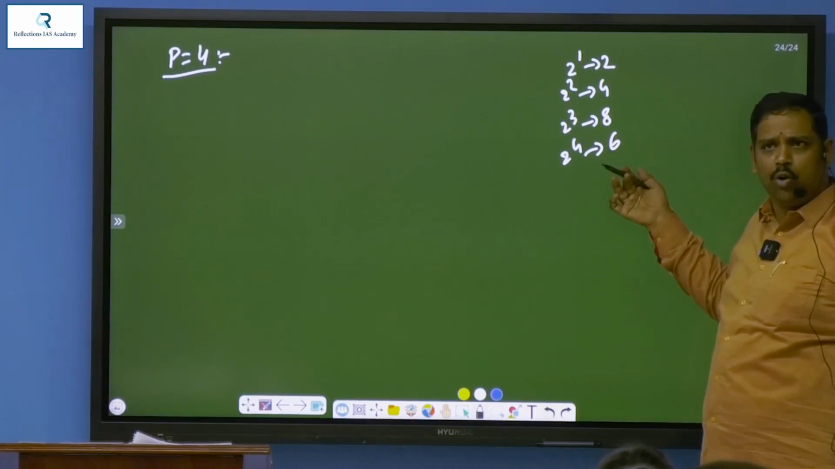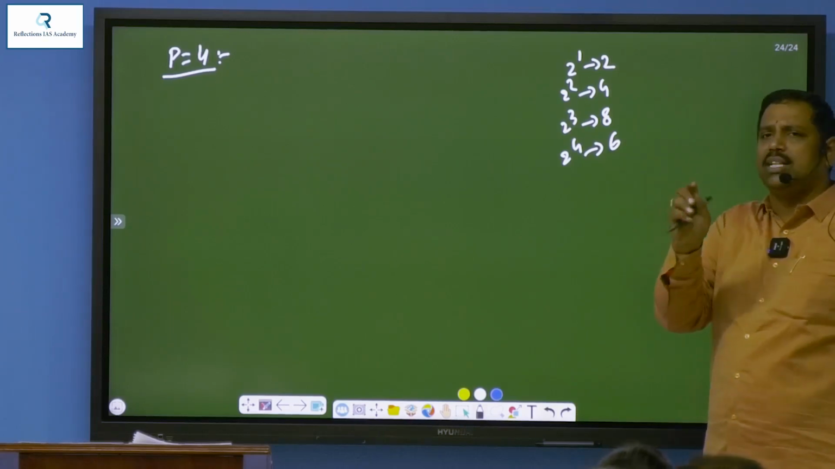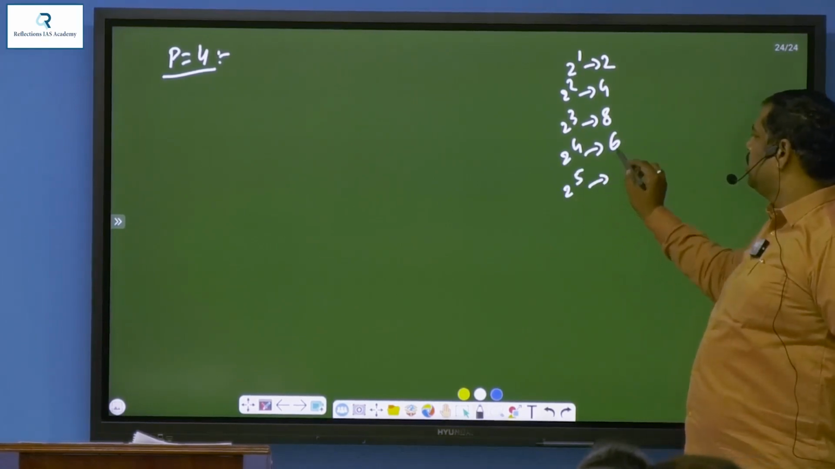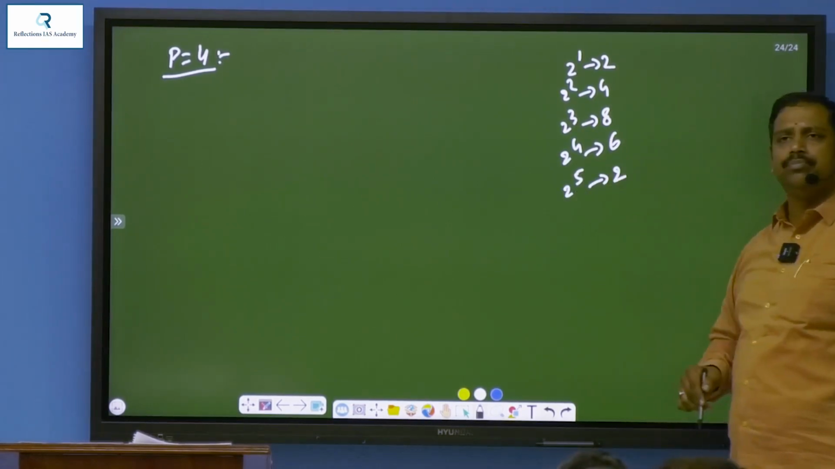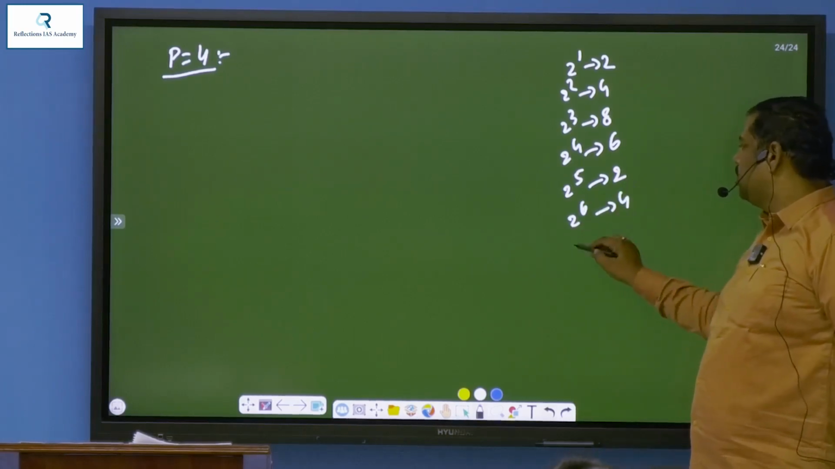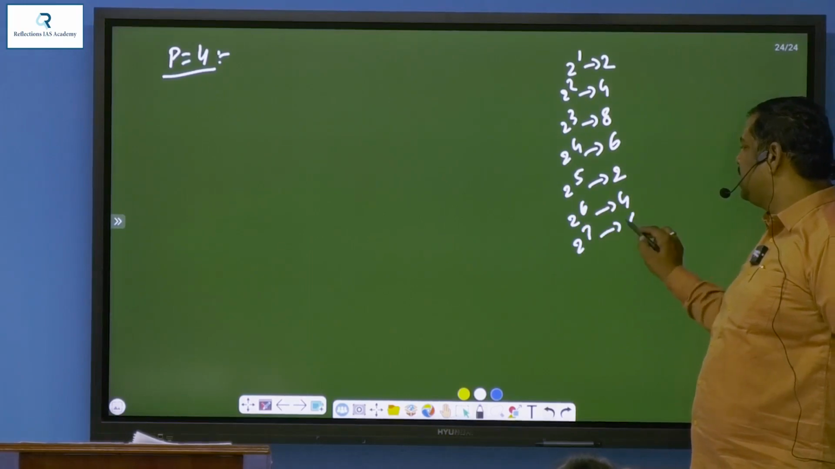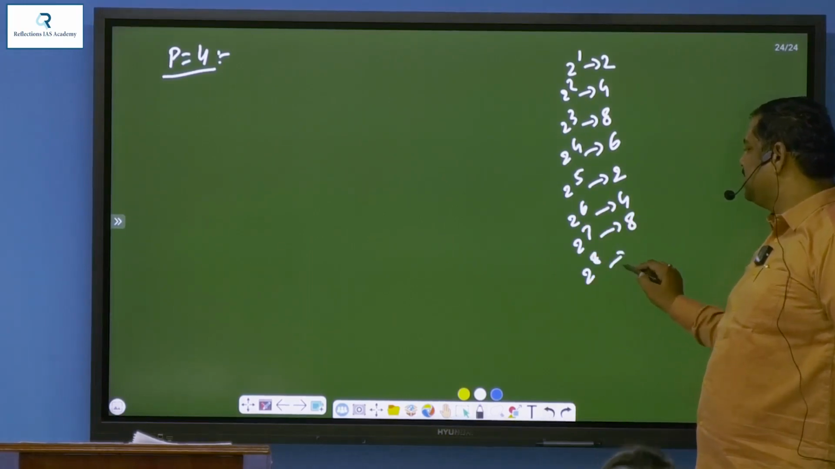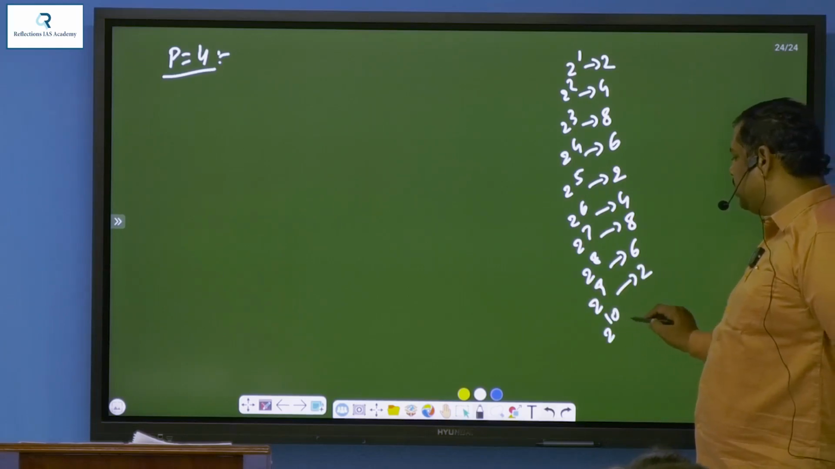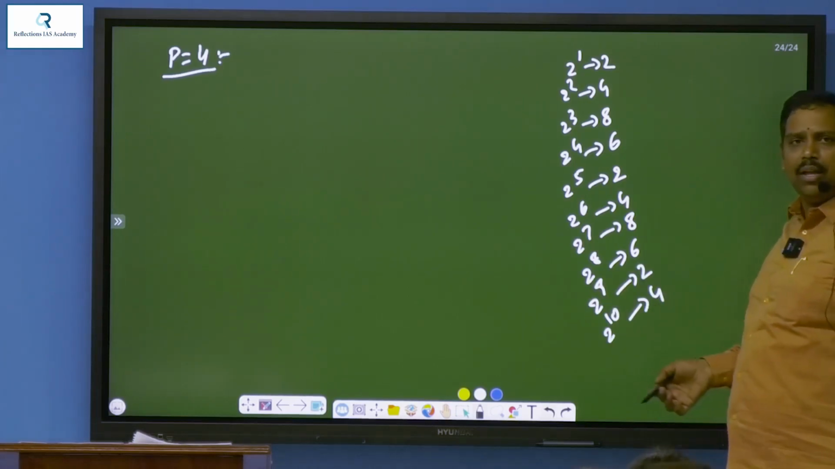Continue the same. Whatever the power I am asking, I don't want the value, I just want the units place, right? Now tell me 2 power 5 means? 6 2s are 12, means 2. Okay. 2 power 6 means? 2 2s are 4. 2 power 7 means? 8. 2 power 8 means? 6. 2 power 9 means? 2. 2 power 10 means? 4, and so on, right or wrong?